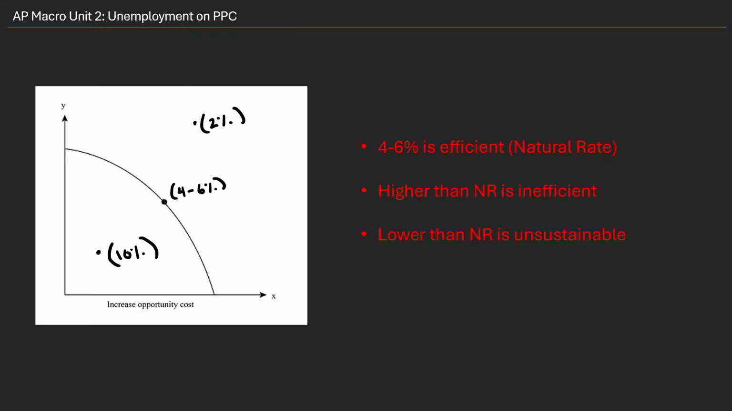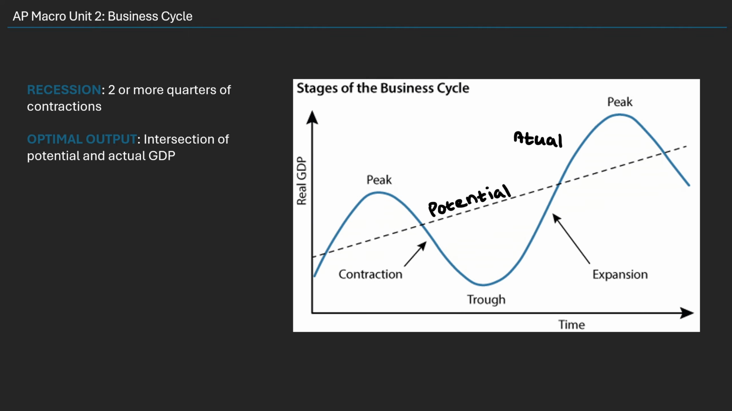Unemployment can be shown on the production possibilities curve. When you're at your natural rate of unemployment, you're producing on your curve as a point of efficiency. Anything higher than that is inefficient because you're not making use of all of your labor, so it's going to be inside the curve. And anything lower than the natural rate of unemployment is unsustainable, so it's going to be outside your curve.